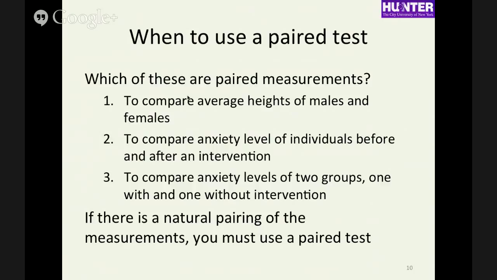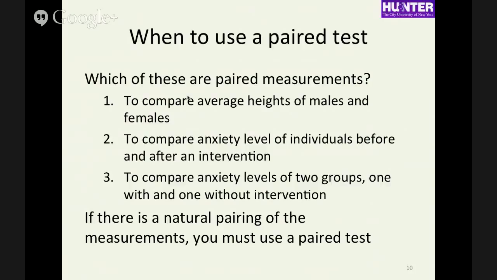Okay, so here are some more questions for you. Which of these are paired measurements? If you wanted to compare the average heights of males and females. Unpaired. Good. Of course, it's unpaired because we're just talking about individuals in the population. We're not talking about, what do you call those non-identical twins that are a boy and a girl. We're talking about men and women in the population, independent samples.